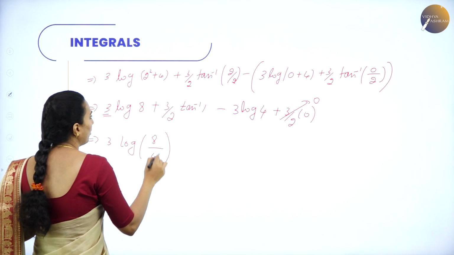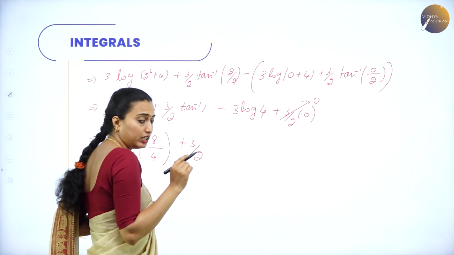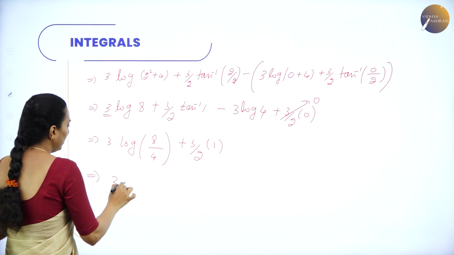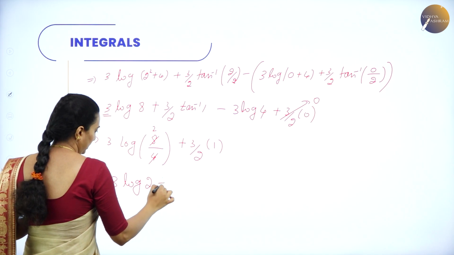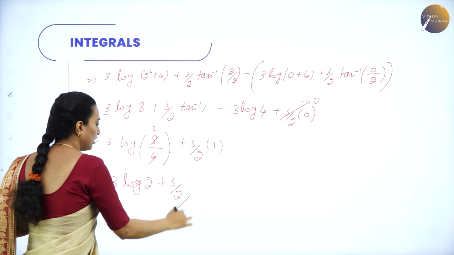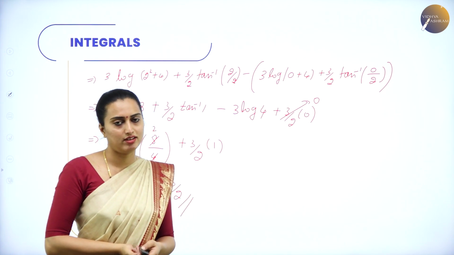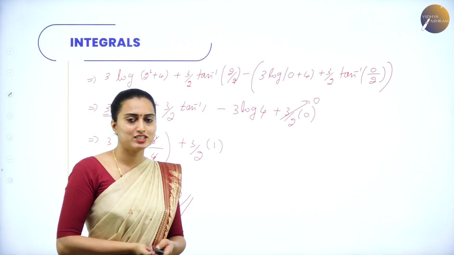So therefore, taking the 3 common factor, log m by n, m is 8 divided by n is 4, plus 3 by 2 into tan inverse of 1, which is tan 45 degrees, which is 1. Okay, which implies 3 log 2 plus 3 by 2, that's it. And this is your final answer. You are going to get this for this question. I hope you understood this one. Now we'll be moving on to the next question.